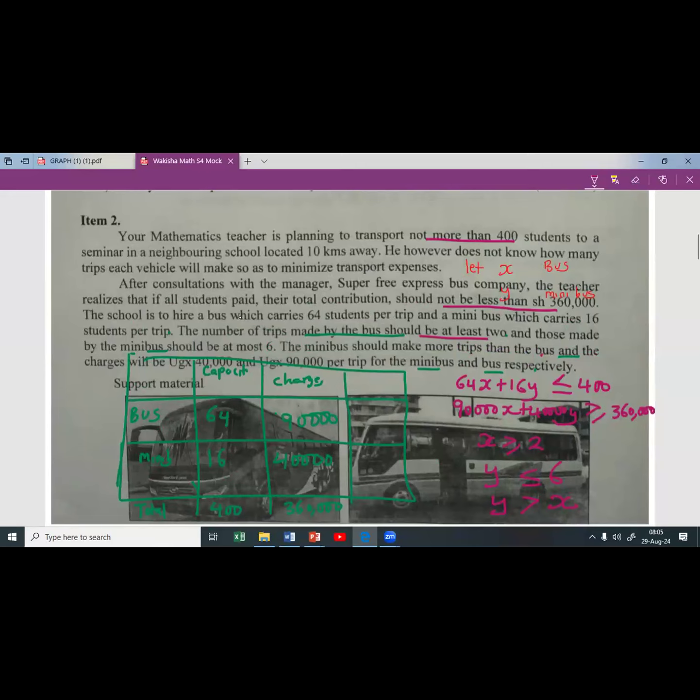So now you're going to generate the possible combinations. How are you going to get the possible combinations? Do not forget, you are going to say y should be greater than or equal to 0 and x should be greater than or equal to 0. I repeat, this means you cannot have negative trips made by either the bus or the minibus.